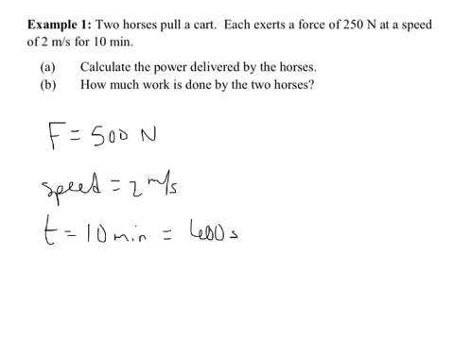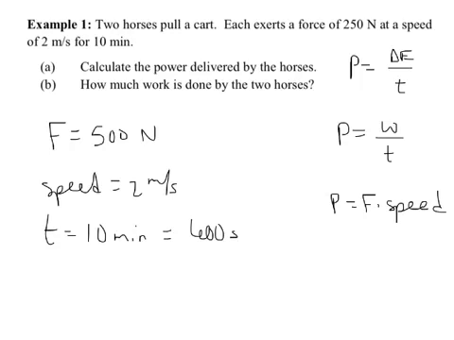We have three possible equations we can use for power. Let's write them down and analyze. We have power equals delta energy over time, power equals work over time, and power equals force times speed. At first, it may be tempting to use one of the first two formulas because we have a time period, but we'll notice that we don't have delta E or W.